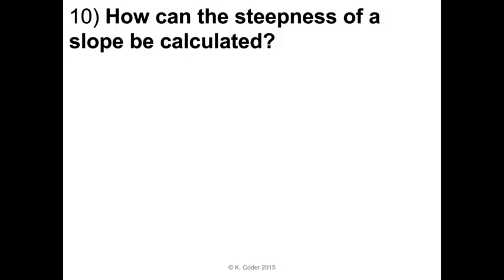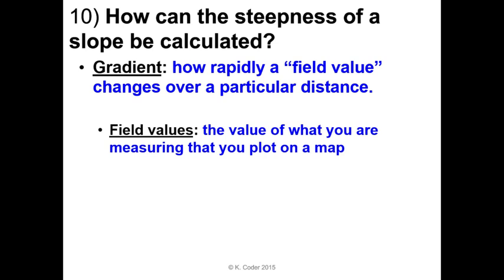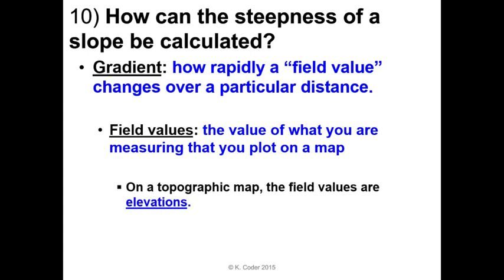It's the same thing that we did in math, where we watch the change in y over the change in x. The change in y is our change in elevation. Our x is going to be our distance. Gradient is how rapidly a field value changes over a particular distance. Remember we talked about field in one of our previous sections. Field value is just the value of what you are measuring that you plot on a map. On a topographic map, our field values are going to be elevations.